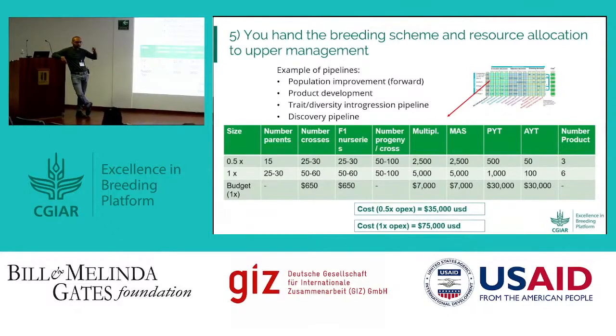Because we know that some decisions are easy to implement. Maybe you were using 30, now you're using 20 parents. And even though it doesn't look like a big change, it turns out that in 20 years, you will have double the genetic gain. I don't know, just for saying something.